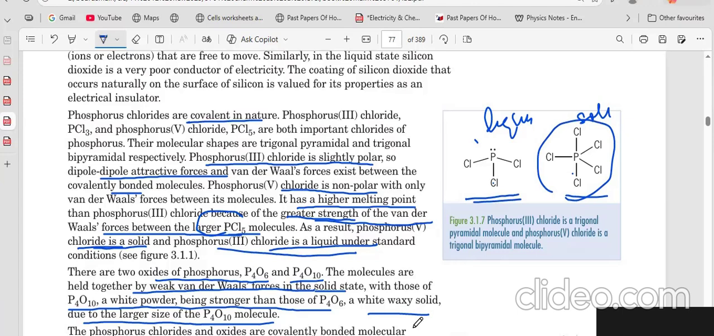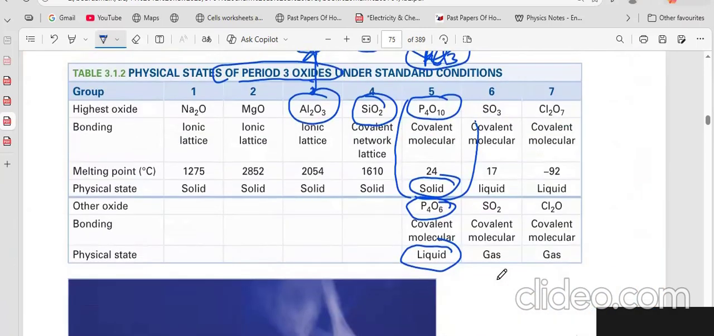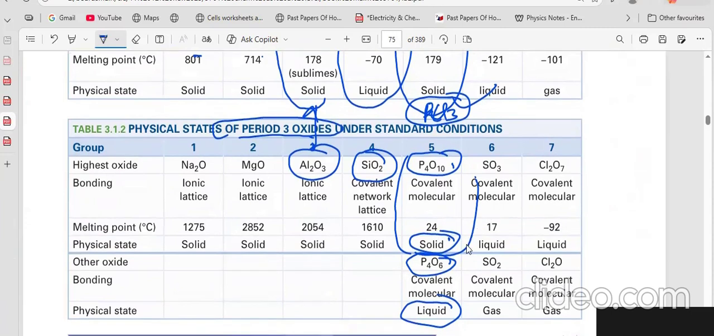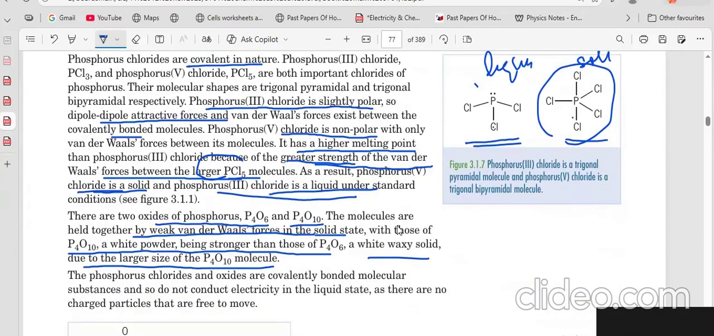So this is a liquid, this is a solid, because of stronger van der Waals forces between the larger PCl5 molecules, with more electrons. I was talking about these two chlorides and all their states. Now I'm talking of the oxides. Phosphorus also has two oxides, one is a liquid, one is a solid. Like the chlorides, the oxides also differ in state. P4O10 is solid and P4O6 is liquid.